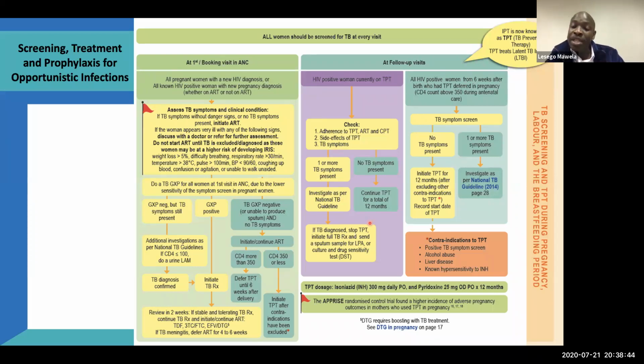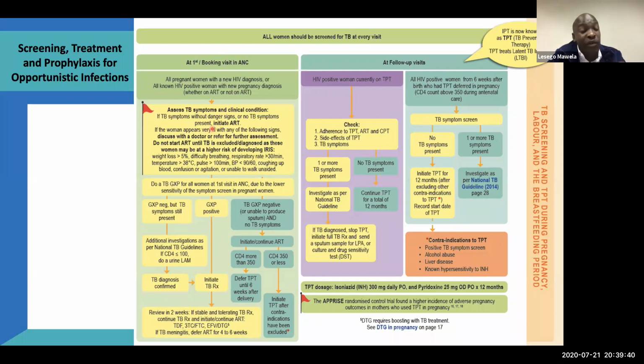However, if she presents in labor and delivery, and we have screened her for TB symptoms and find that she does not have symptoms, we need to assess whether she is eligible for TB preventative therapy or not. Which is why here we are saying that all pregnant women with a new HIV diagnosis, or all those who are known to be HIV positive but are now pregnant, so even if she's not a new HIV diagnosis but she's HIV positive and now it's a new pregnancy diagnosis, we need to assess and screen them for TB, right? And ensure that if they do have TB, we provide them with treatment.